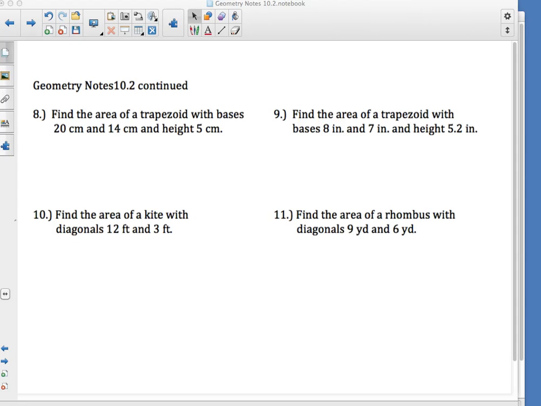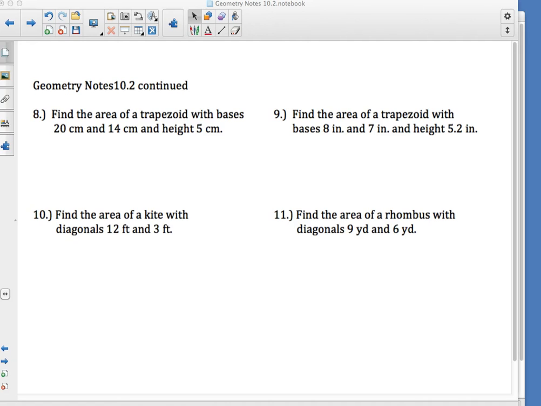Okay, so the first thing we're supposed to do today is problems 8, 9, 10, 11, just kind of a warm-up for a recall of 10.2 information. So open those up and I'm going to give you some time to get that done. Go ahead, do problems 8, 9, 10, 11.